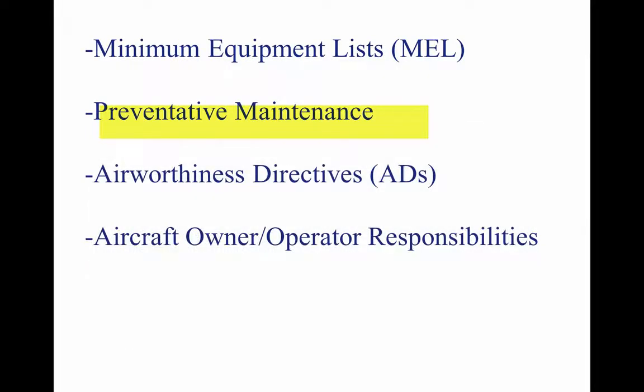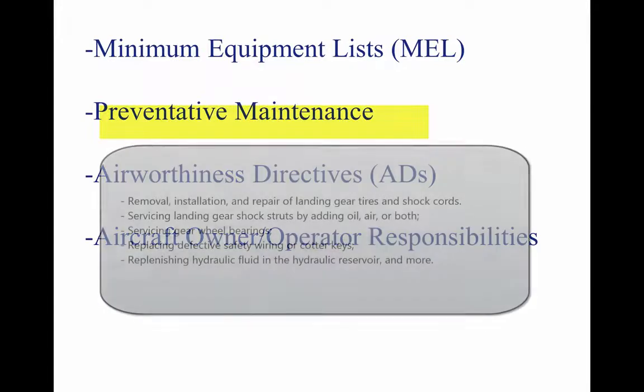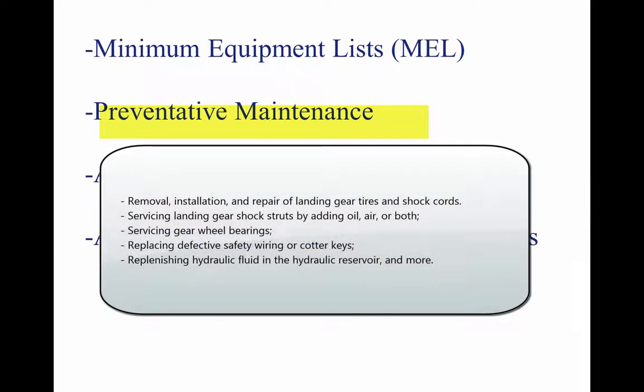The following examples of preventive maintenance are taken from 14 CFR Part 43, which should be consulted for a more in-depth look at preventive maintenance a pilot can perform on an aircraft. Remember, preventive maintenance is limited to work that does not involve complex assembly operations and includes removal, installation, and repair of landing gear tires and shock cords, servicing landing gear shock struts by adding oil, air, or both, servicing gear wheel bearings, replacing defective safety wiring or cotter keys, replenishing hydraulic fluid in the hydraulic reservoir, and more.